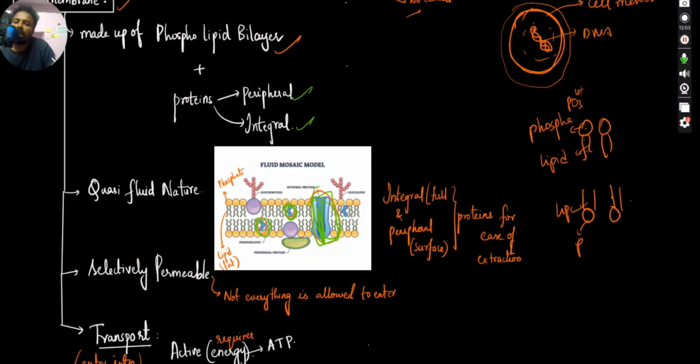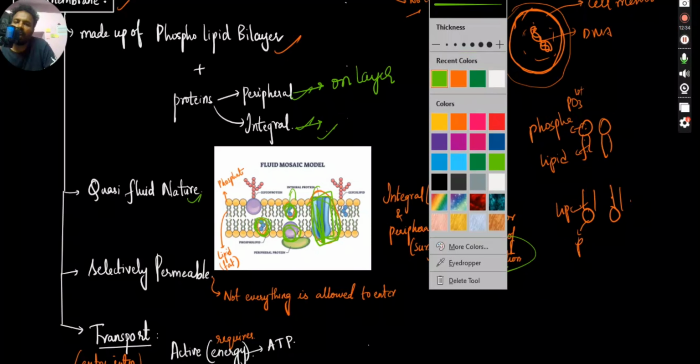Then these are on the layers. This layer is called peripheral, and those which are completely inside the cell membrane are called integral. They are integrated, and this classification is according to ease of extraction. For example, if you want to extract this protein, it will be very easy, but to extract this big protein will be very difficult, right? And this is quasi-fluid in nature. It won't be completely fluid, it will be quasi-fluid in nature, right?